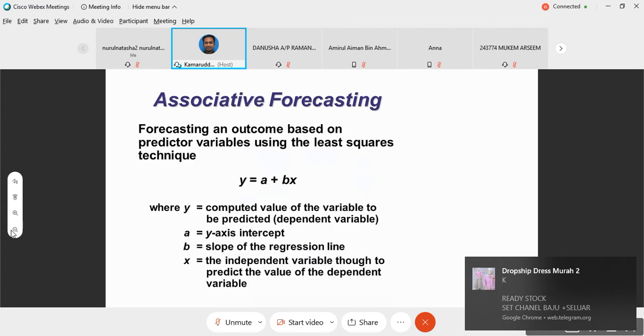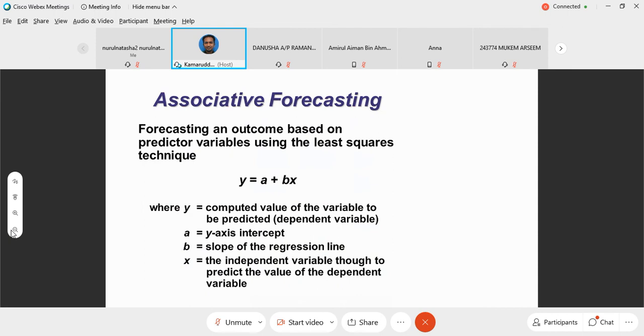Cepat tak habis ni? Pukul berapa dah? Lambat saya hari ni start. 9.42.